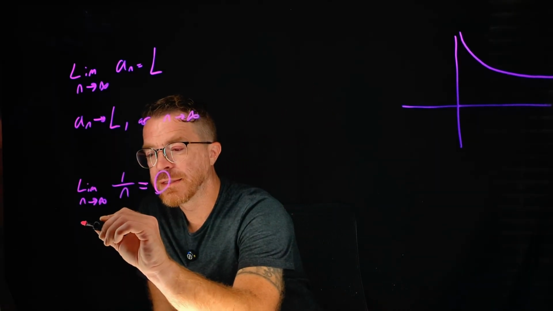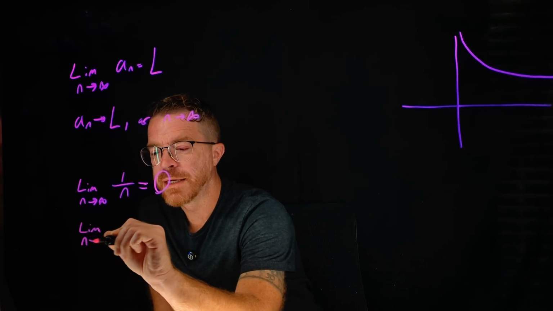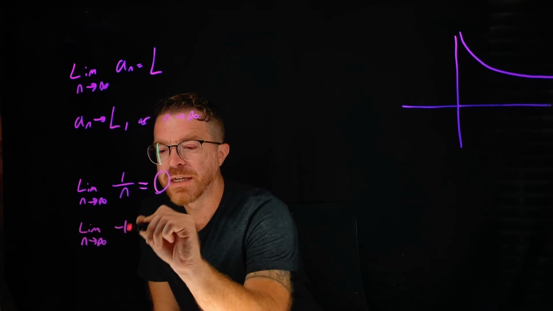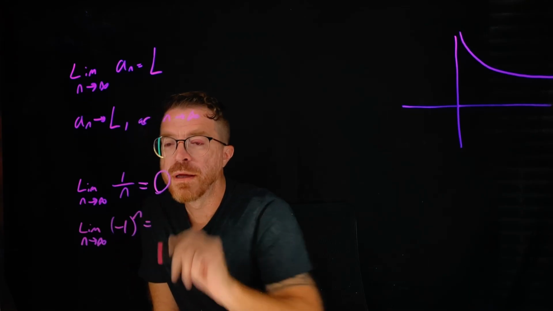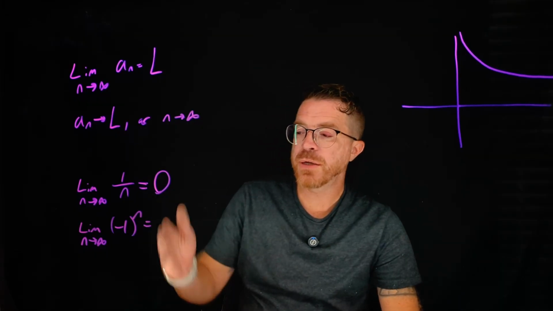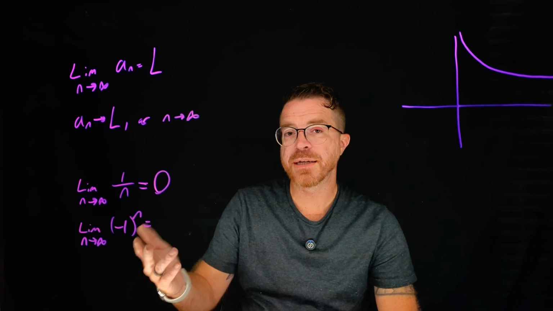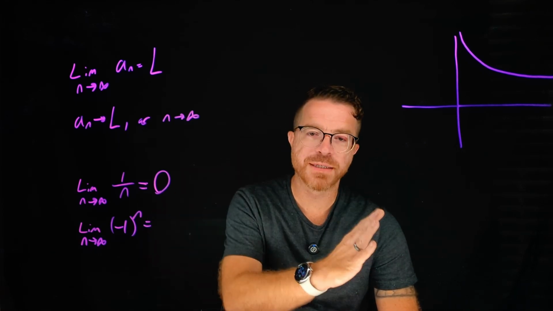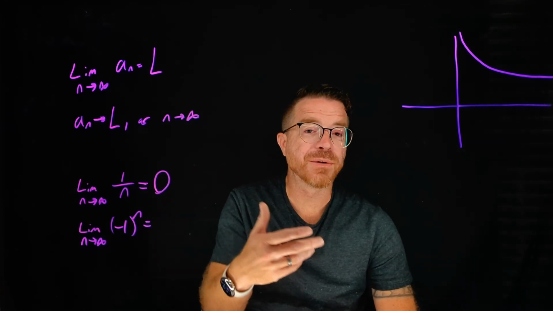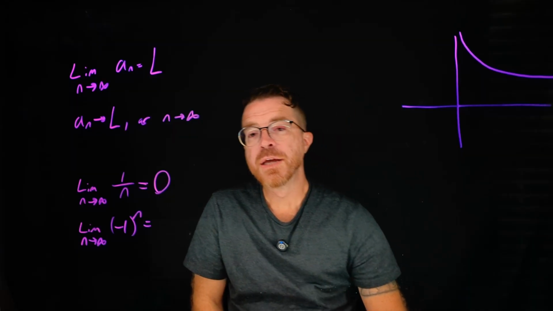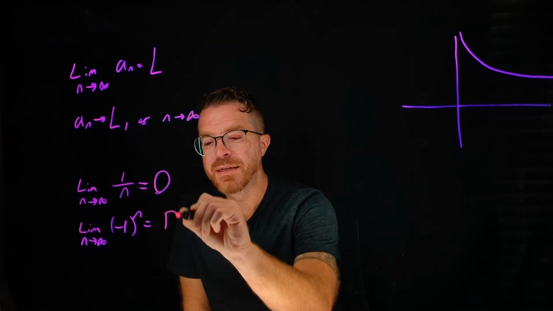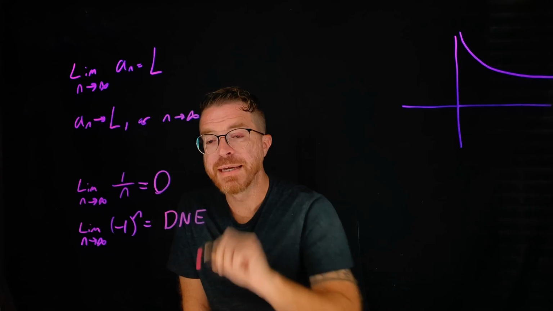If we had the limit as n approaches infinity for -1 to the nth power, what's going to happen with this one? Well, if I plug in 1, I get -1. If I plug in 2, I get +1. If I plug in 3, I get -1, +1, -1, +1, -1, +1. And it's going to repeat this over and over and over again. So this means that a limit does not exist.